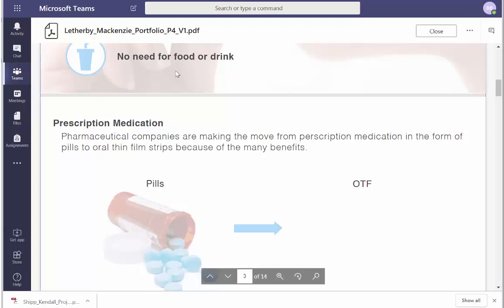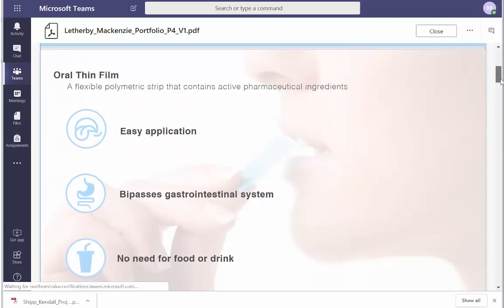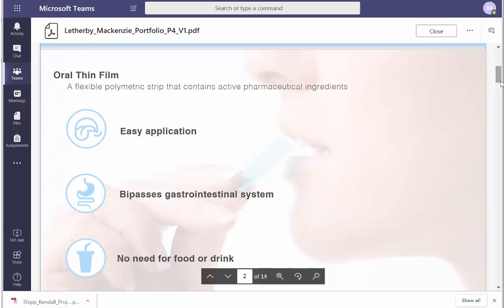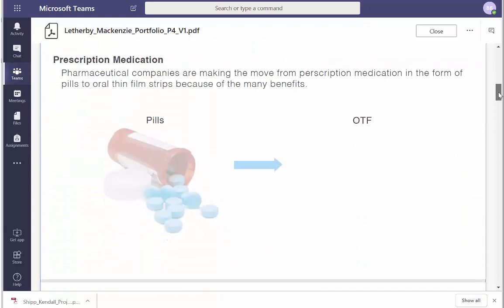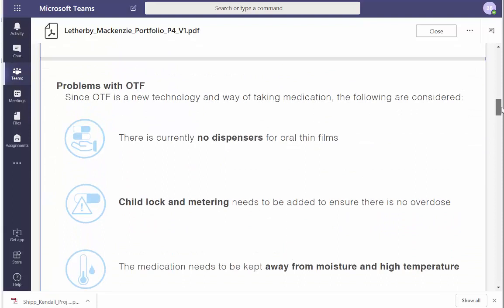Well, I mean, you just told me the benefits again. You can say oral thin film is superior to traditional pills because of these reasons, and then do you really need that second page? Challenges is OTF. Outside the field. Is a new technology and a new way of taking medication.